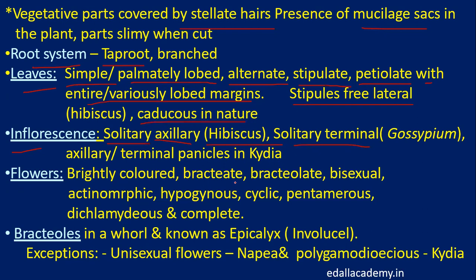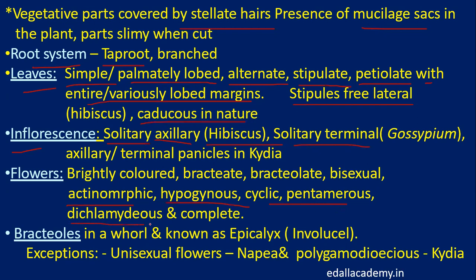Flowers are brightly colored with bracteoles, bisexual. Both androecium and gynoecium present in the same flower is called bisexual. Actinomorphic: the flower can be cut into two equal halves in any vertical direction. Hypogynous, ovary superior. Cyclic: the floral parts are arranged in a cyclic manner. Calyx consists of 5 sepals. Corolla consists of 5 petals. So it is called pentamerous. 5 and its multiples are called pentamerous.